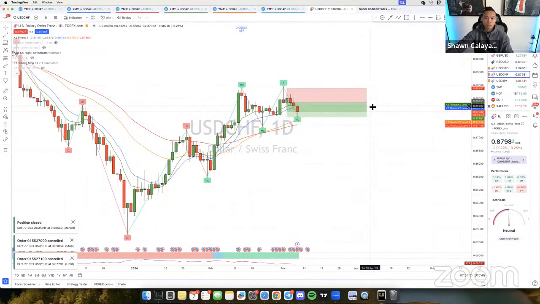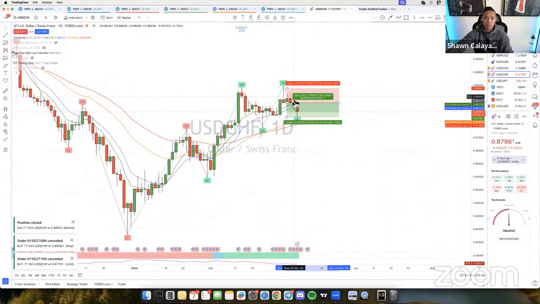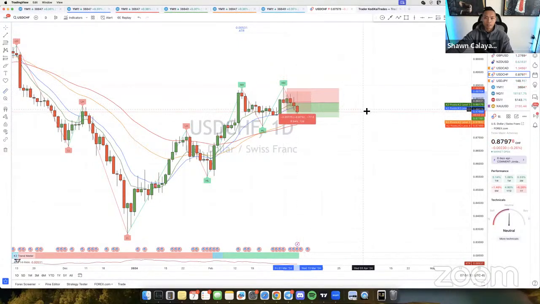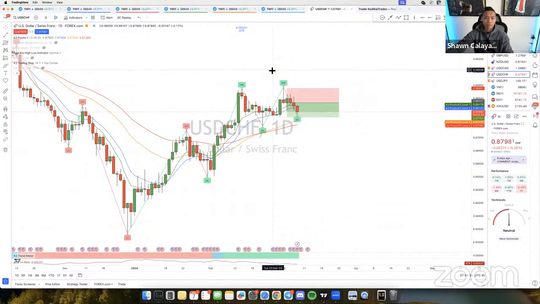So this was the actual full entry that I was looking to get, like the full move. But I got in way up here when it was in drawdown. So I actually got out for, yeah, I got way more than I got in for.